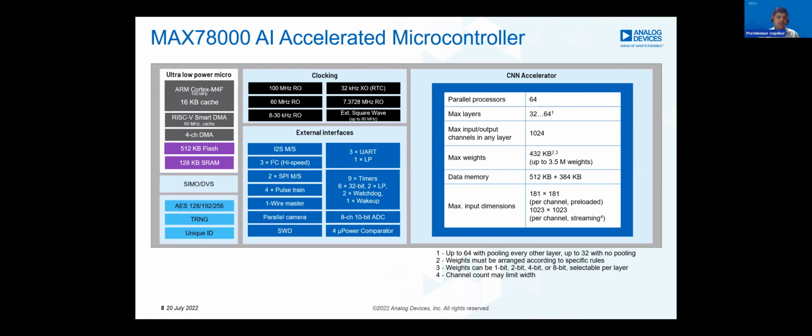We do have security hardware. It's a very secure microcontroller so that you can secure your end devices. On the right-hand side, you will see the CNN accelerator we are talking about. It has 64 parallel processors and up to 64 layers. It has 432 kilobytes of memory for the weights and 512 kilobytes plus 384 kilobytes for the data memory.